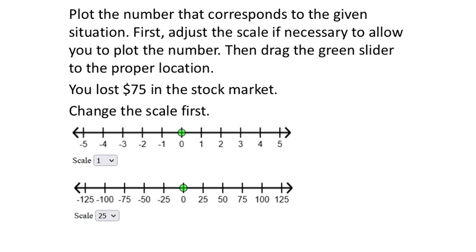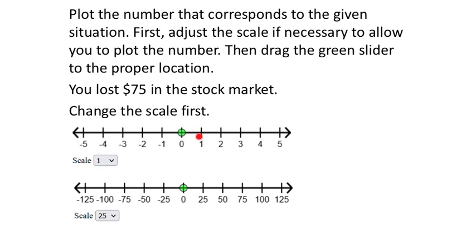Plot the number that corresponds to the given situation. First, adjust the scale if necessary to allow you to plot the number. Then drag the green slider to the proper location. You lost $75 in the stock market. Change the scale first. Oh, okay. So this is how this is going to work on the assignment. Usually it's going to start with this top number line right here. You'll see it says scale 1. The scale just tells us how much every mark represents.